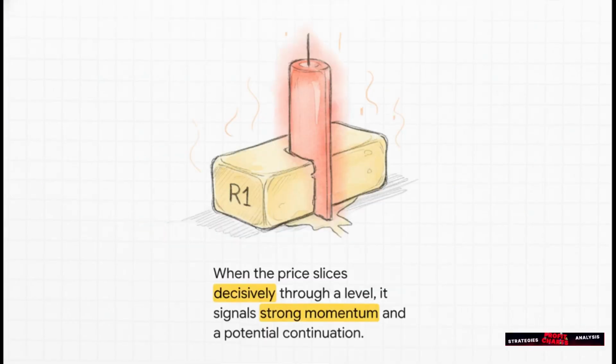But what if the price doesn't bounce? What if it just slices through a level like a hot knife through butter? Well, that's when we pull out our second play, the pivot breakout. This is all about momentum.